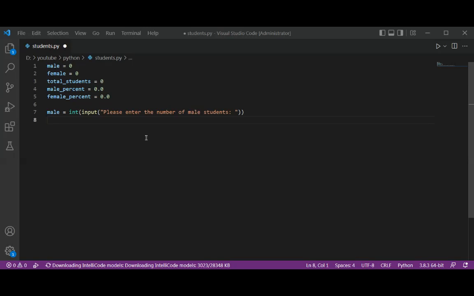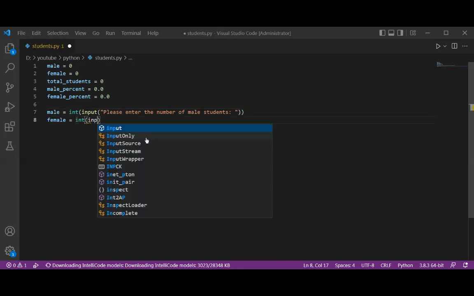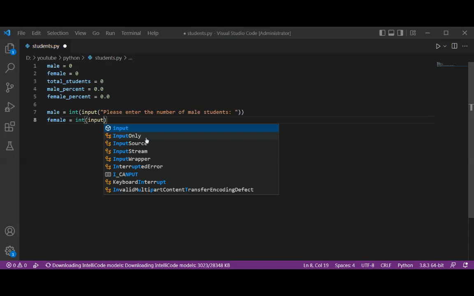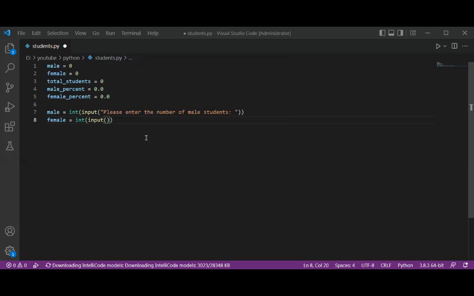And now we are going to get the number of female students. Here we are converting the input coming from the user to an integer value. So this will be input. Please enter the number of female students.